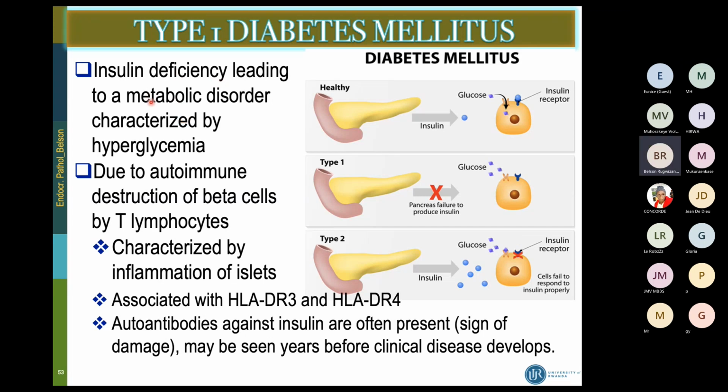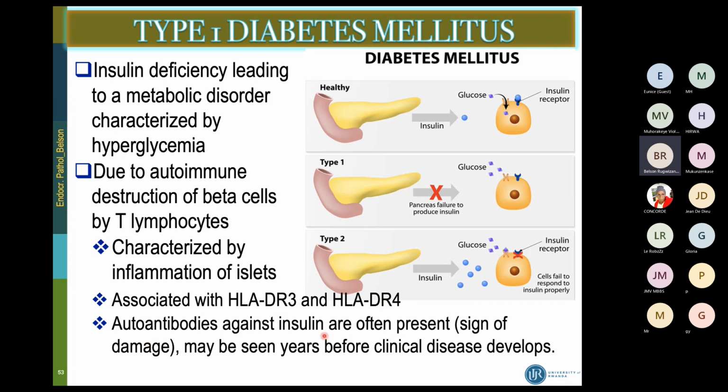Insulin deficiency leading to metabolic disorder characterized by hyperglycemia due to autoimmune destruction of beta cells. So type 1 is an autoimmune disease, where beta cells which produce insulin have been damaged by T lymphocytes. So when you do a biopsy, you will find inflammation of the islets because of these T lymphocytes. They are the ones responsible for the inflammation. They will destroy the islets. So this is a genetic predisposition of this HLA, DR3 and DR4 and so on.